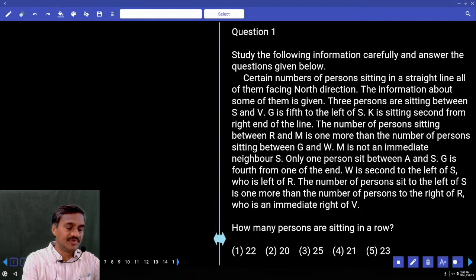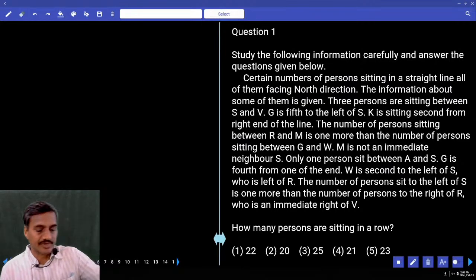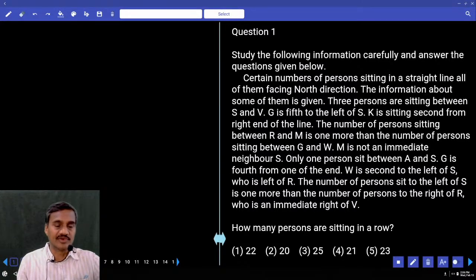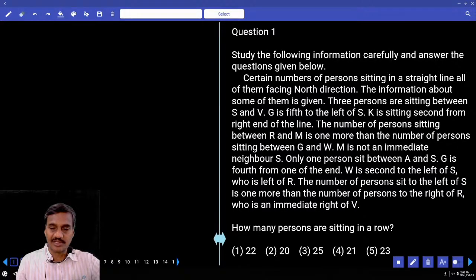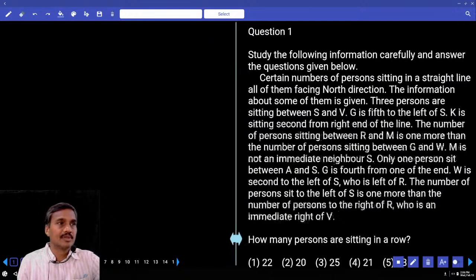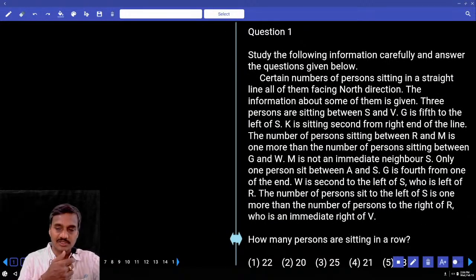Now paper number 50, LIC ADOs. Now question numbers 1 to 5. Now these 5 are based on a certain number of persons, isn't it? And at the same time, all the persons are facing towards north. All the persons are facing towards north, and there are 3 persons in between S and V.